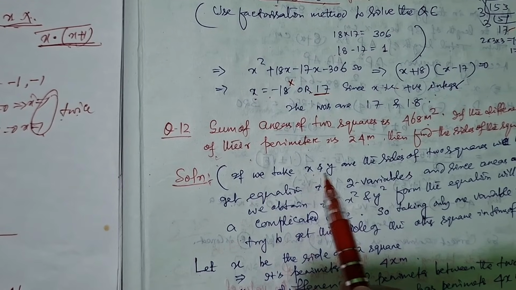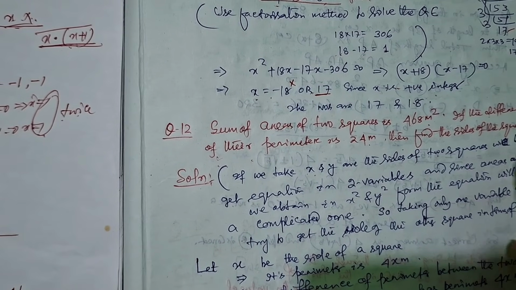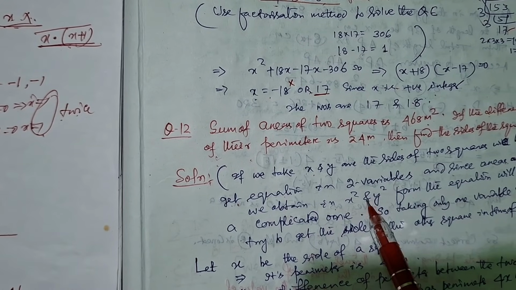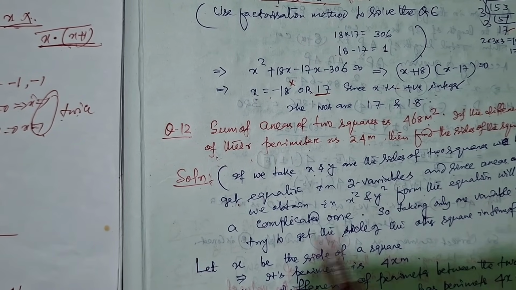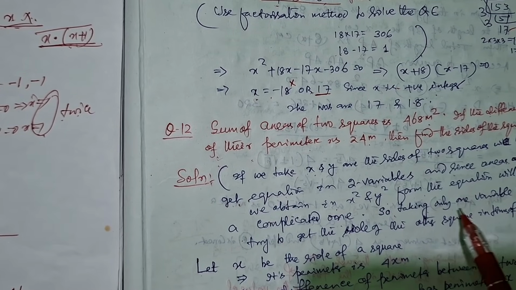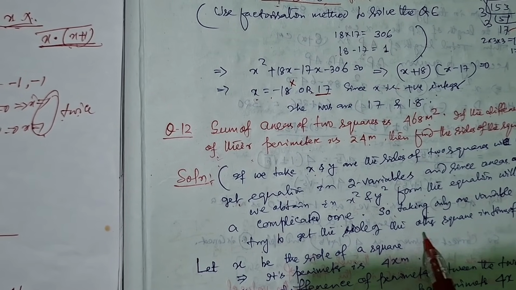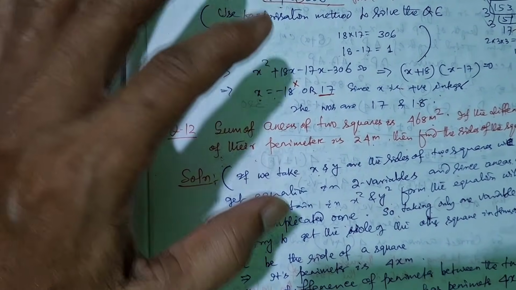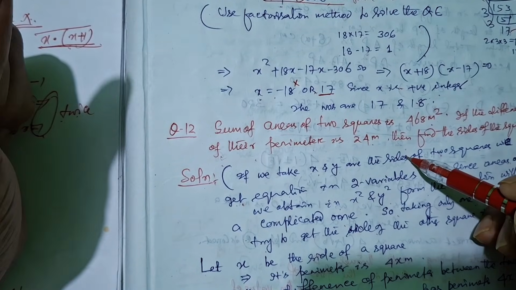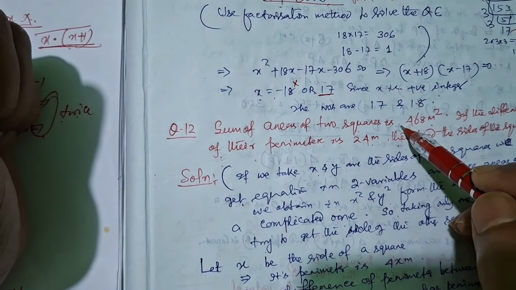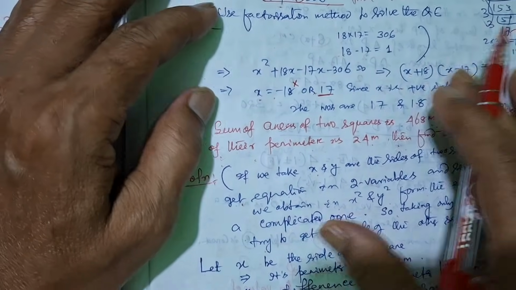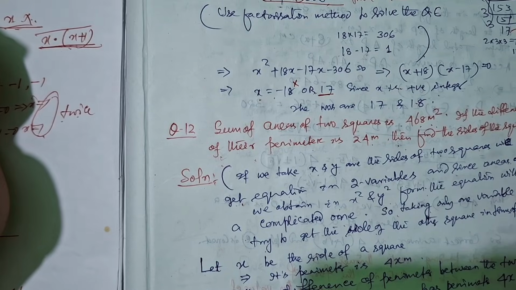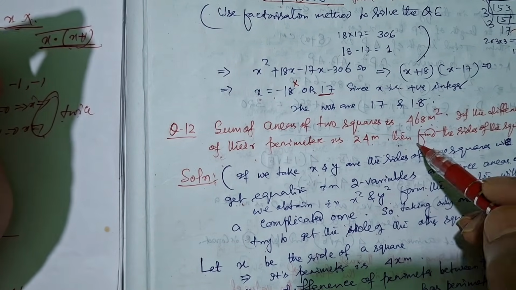Now if we take x and y as the sides of the two squares, we will get an equation in two variables, and since the areas are in x square and y square form, the equation will be a complicated one. So, taking only one variable x, try to get the side of the other square in terms of x. As we are now reading about quadratics, you should take that it will form a quadratic equation. But in general, when this question is asked in the examination, how will you know whether you get only one variable x and a quadratic form, or two variables x and y?